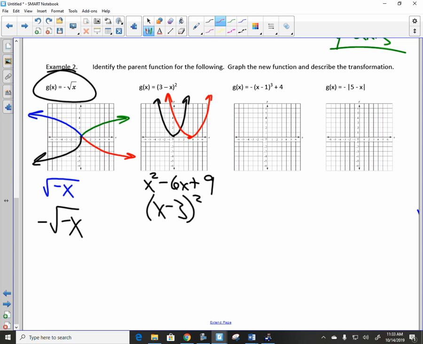What would you plug in to make 0? 1. So it's going to move right 1. It's going to move it up 4 and a vertical flip. So you know what the cubed function looks like. Looks like that. And then we see that you have right 1, up 4, and a vertical flip.